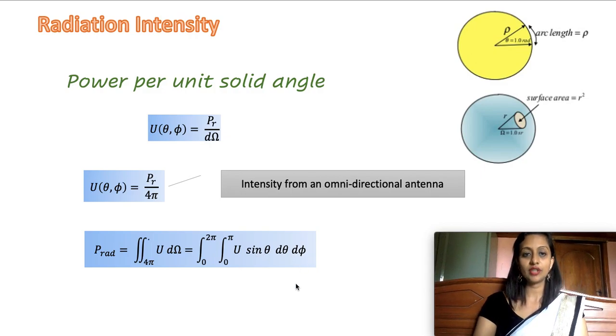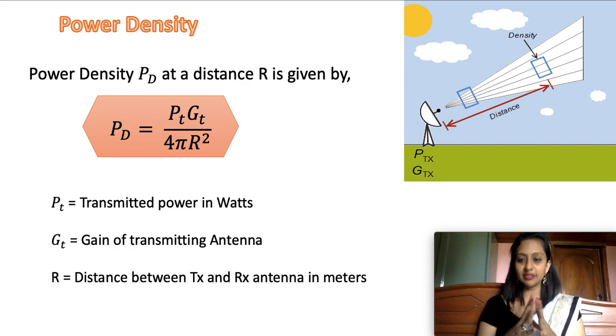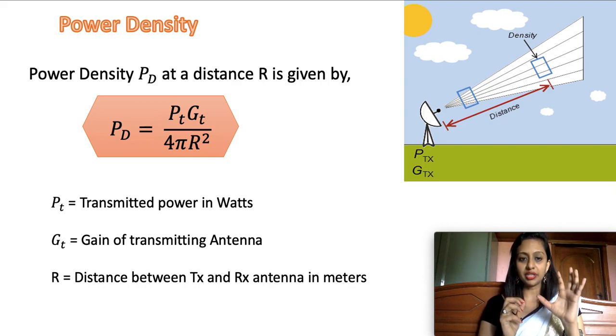After radiation intensity, what we need to know is the power density. Power density is a factor which, as we see from the diagram there, speaks about an antenna throwing out energy with some power. So it's transmitting with some power.